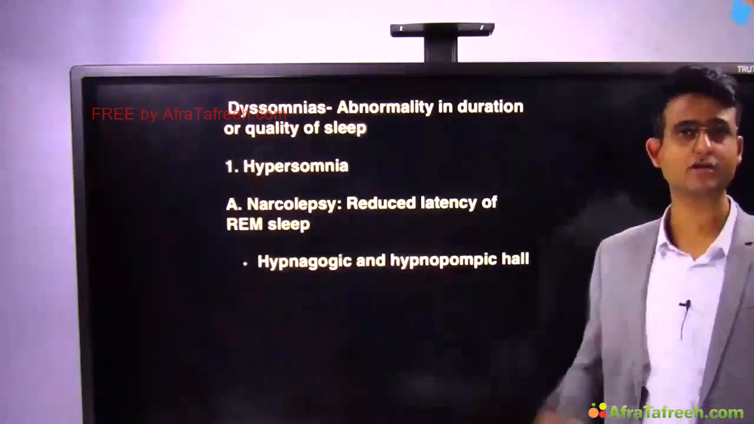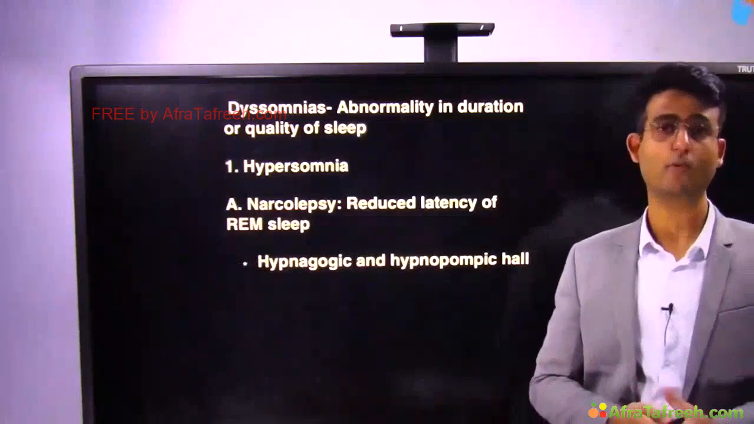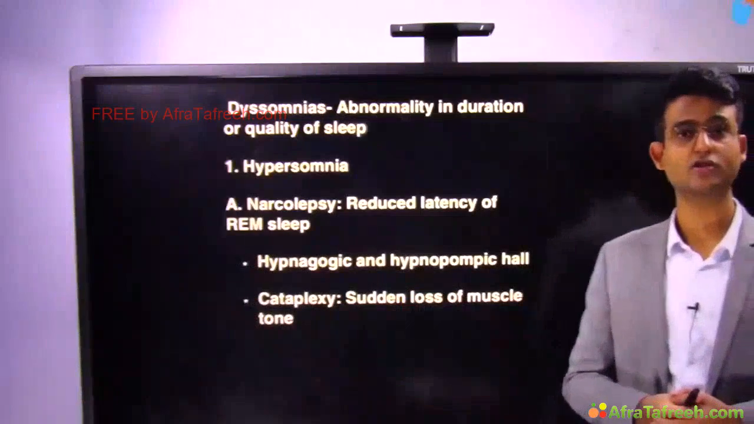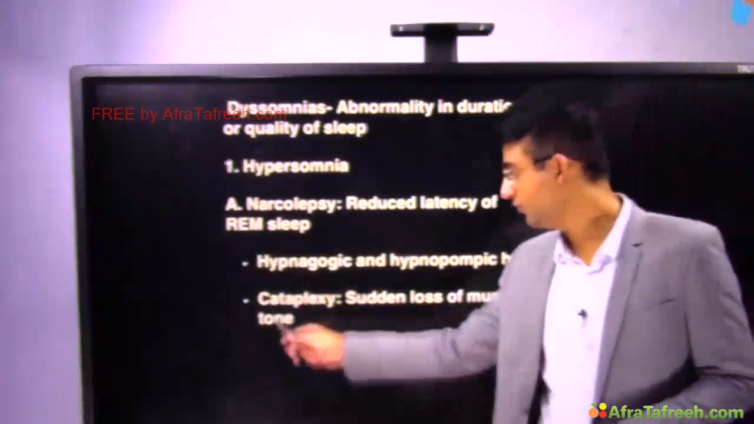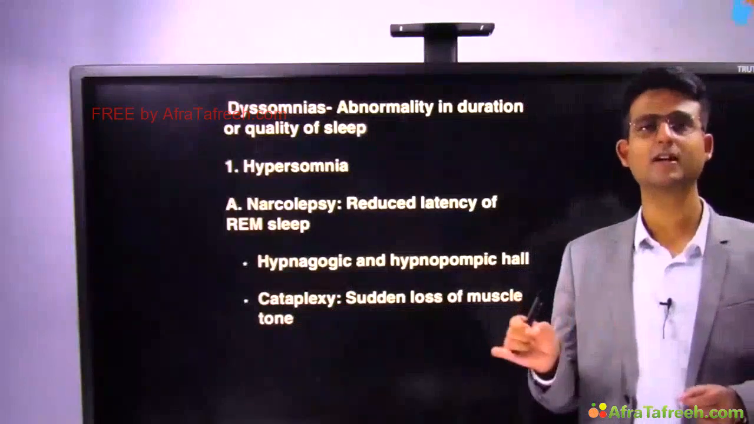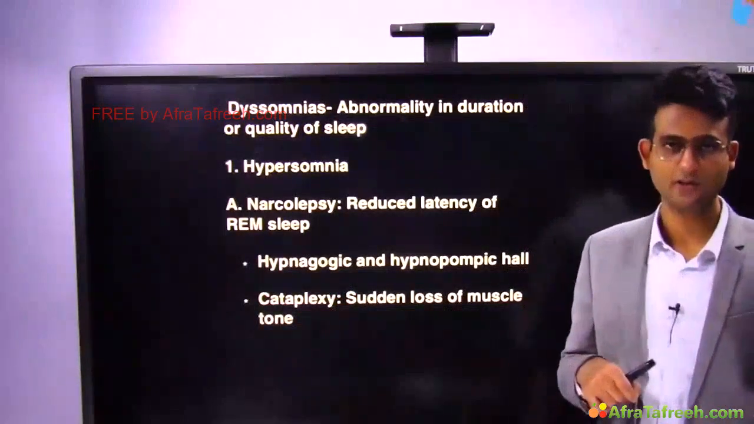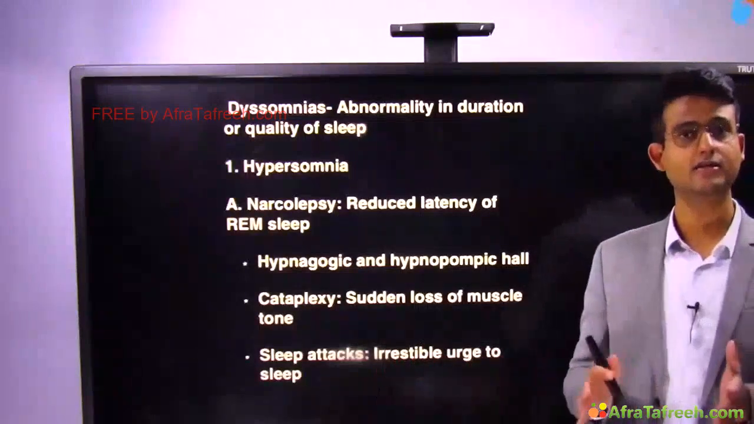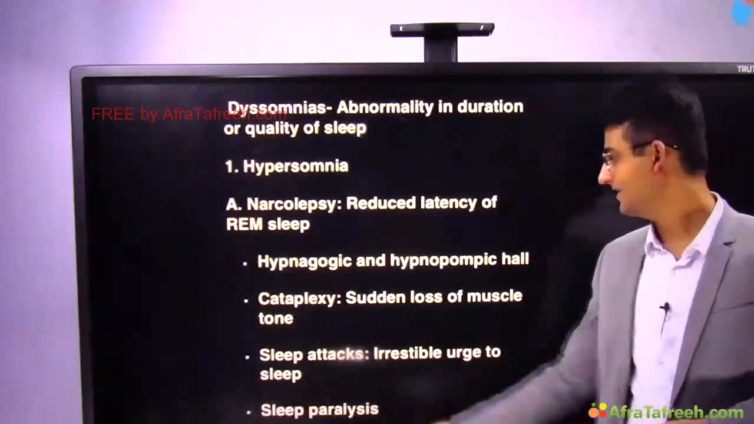So we talked about the hallucinations, hypnagogic and hypnopompic hallucinations also. Then there is cataplexy, which is sudden loss of muscle tone, not to be confused with catalepsy. Catalepsy, we talked about when we were talking about schizophrenia. We said it's a catatonic symptom. Then there are sleep attacks, irresistible urge to sleep, and finally sleep paralysis.